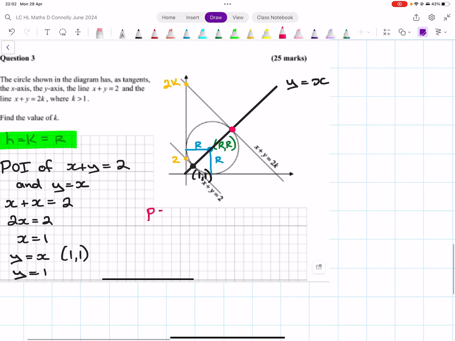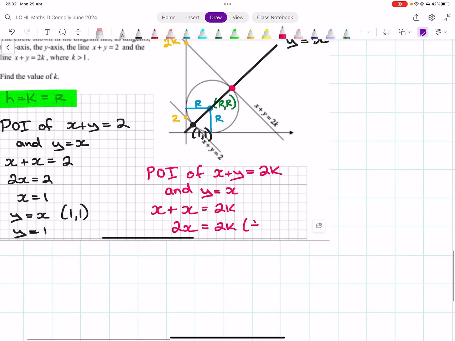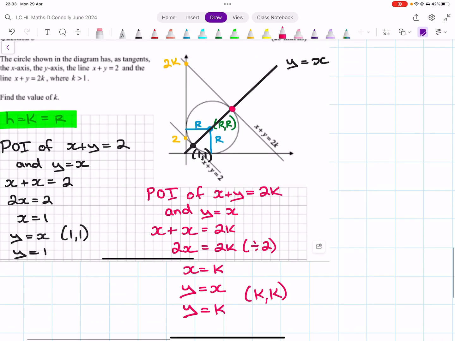Then same thing for the pink one. The pink one is the point of intersection of x plus y equals 2k and the line y equals x. So that's x plus x equals 2k, so 2x equals 2k. I can divide by 2 and just get x equals k. And then if you sub that back into y equals x, y also equals k, so you get the point (k, k), which is what that is.